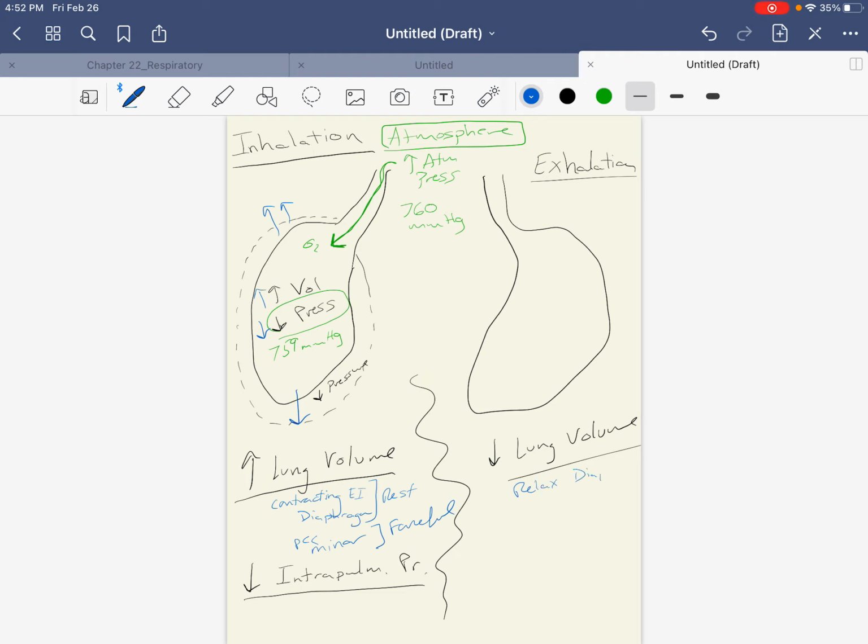Relax the diaphragm. All we have to do is relax the diaphragm. And when we relax the diaphragm, it will lower the lung volume. And guess what? When lung volume is low, because of Boyle's law, the pressure is high. So we've just done the opposite.